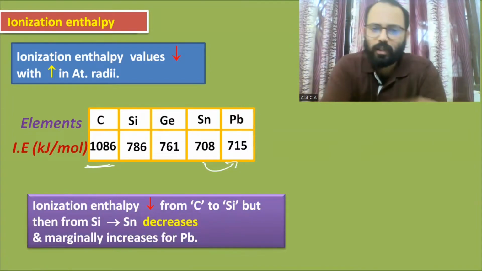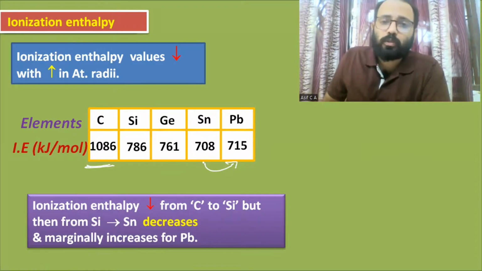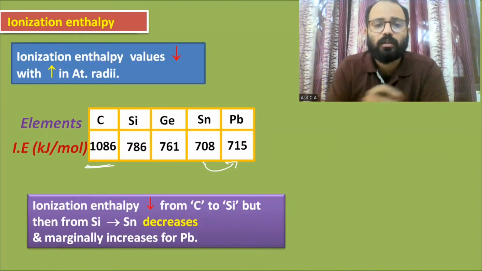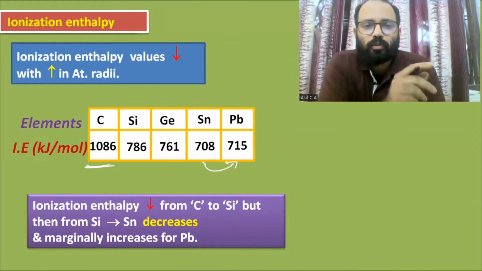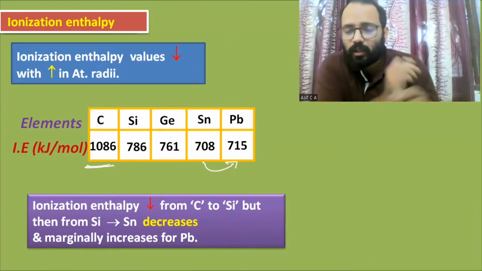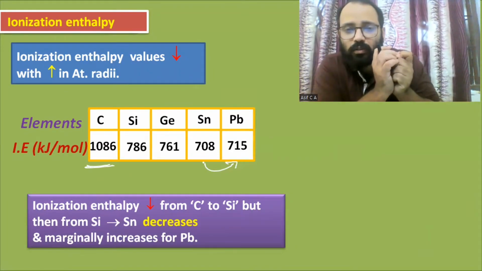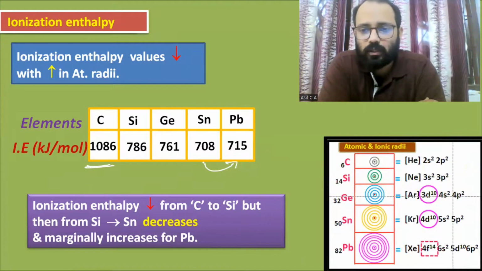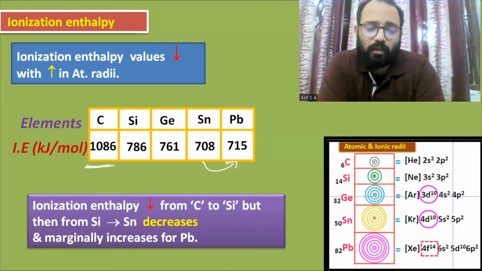Again, one reason is the poor shielding effect of D and F orbitals. Not only D orbital, F orbital is also involved. Because of their poor shielding effect, some extra energy has to be given to remove an electron from lead. Ionization enthalpy is the energy required to remove the most loosely bound electron from the outermost shell of an isolated gaseous atom. So you can see the difference is because of the presence of D and F.